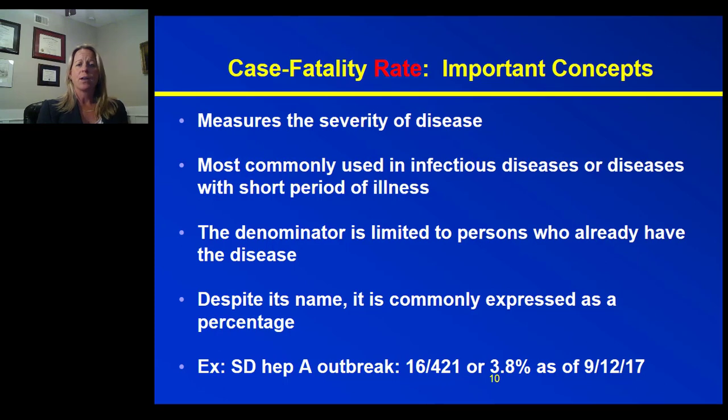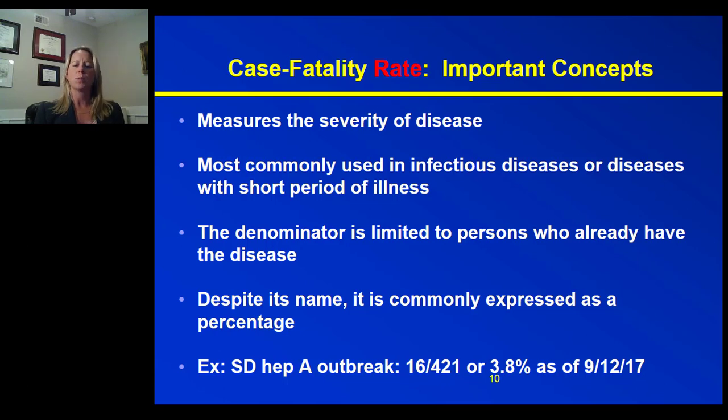Important concepts with respect to case fatality include that it measures the severity of disease. It is most commonly used in infectious diseases or for diseases with short periods of illness. And the denominator is limited to persons who already have the disease. And so again, that's very important to discriminate that from the overall mortality rate, which again includes in the denominator all persons in the population who are at risk of dying, regardless as to if they have the disease.